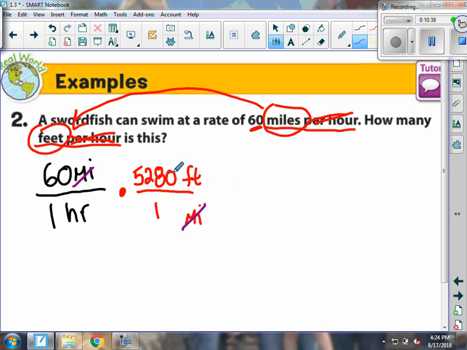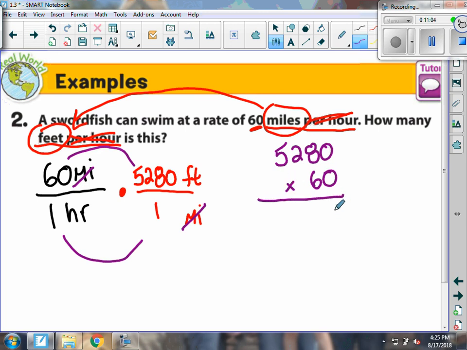So I have 1 unit of measure on the top and 1 unit of measure on the bottom. That is all that I want. My next step is to multiply. I'm going to multiply 60 times 5,280 and 1 times 1. Let's write out 5,280 times 60. We'll put the longer number on the top.